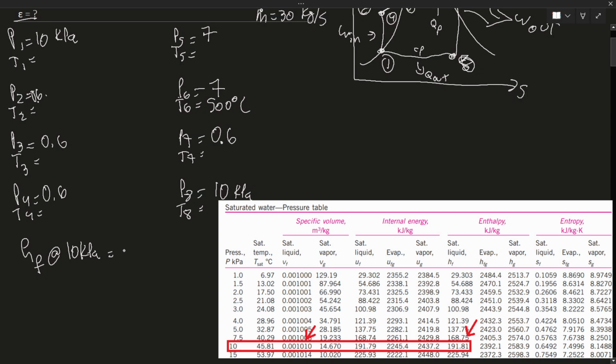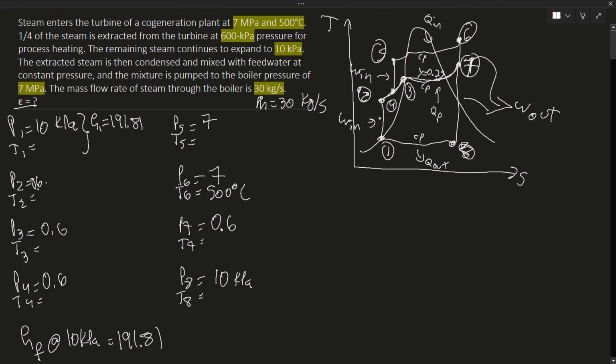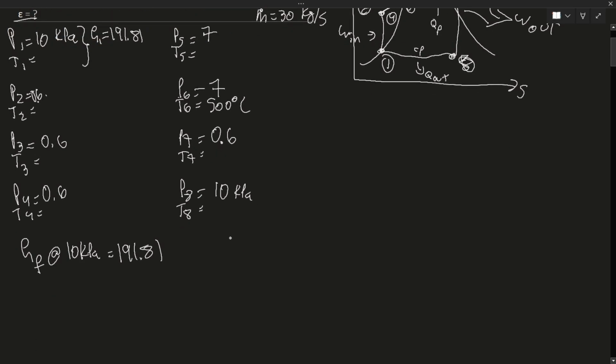Looking at the water tables, we see that it's equal to 191.81. So here we can write H1 equals 191.81. Next, to find point 2, we just have the pressure, but it's not saturated. So what do you do? You have to keep in mind that wherever you see a vertical line, there's work being involved. So you have to use this equation. Work equals the specific volume times the pressure difference.